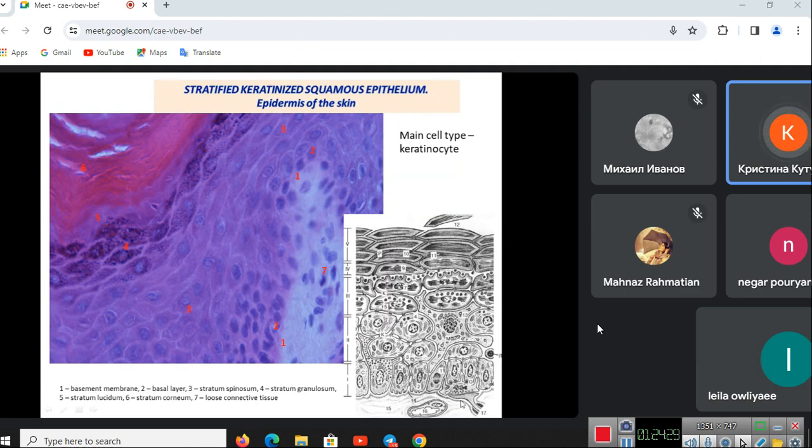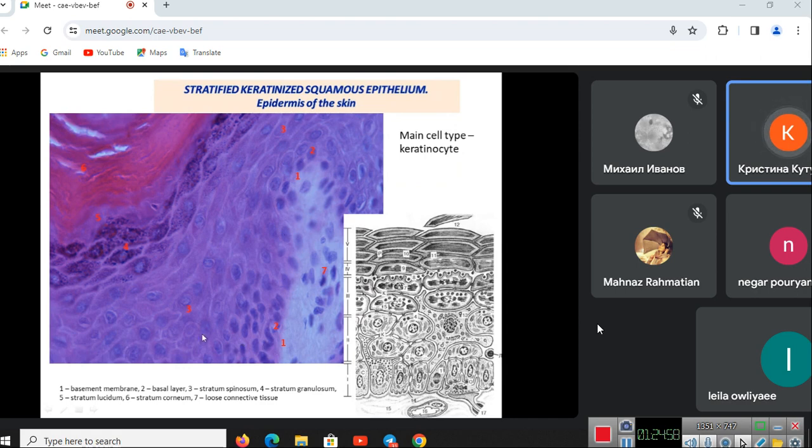If we look to this diagram of this epithelium, we can correspond the picture in the left and this. So basement membrane is the grayish line here. The basal layer or stratum basal is here. And in this layer we have dividing cells. So this is the cells during mitosis process. So stratum basal, basal layer.